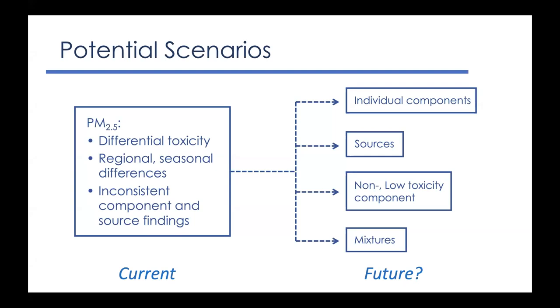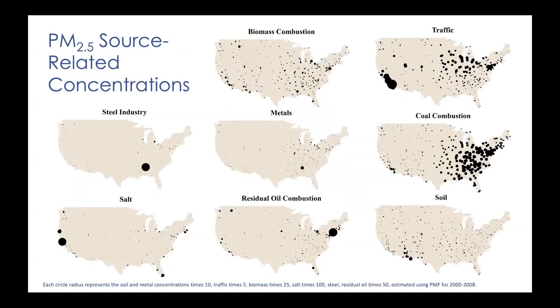This inconsistency across studies may be due to several factors, but one that people talk about quite a bit is the heterogeneity in the PM2.5 components themselves. We've known for a long time that the source-related mass concentrations for PM components vary over time, as Frank and Jason discussed. And as shown here on this slide, they also vary over space.